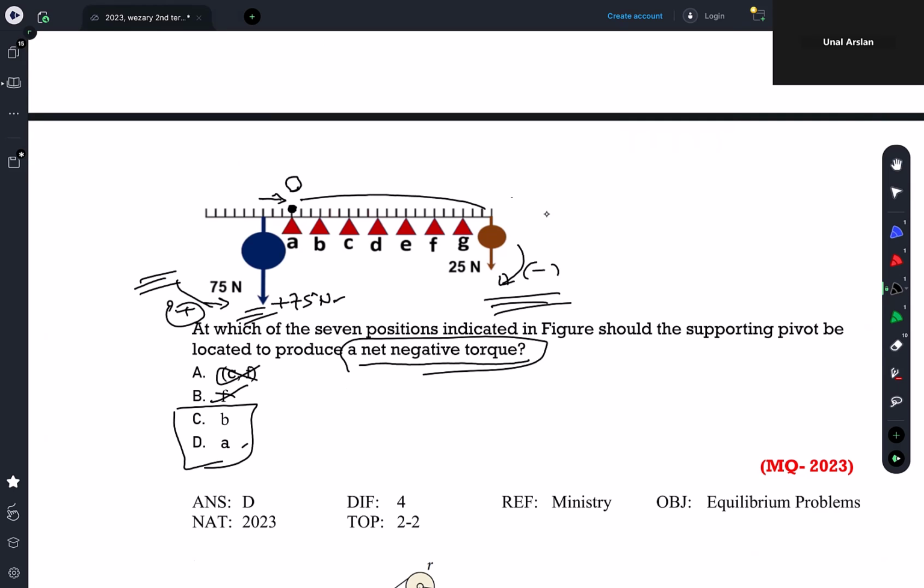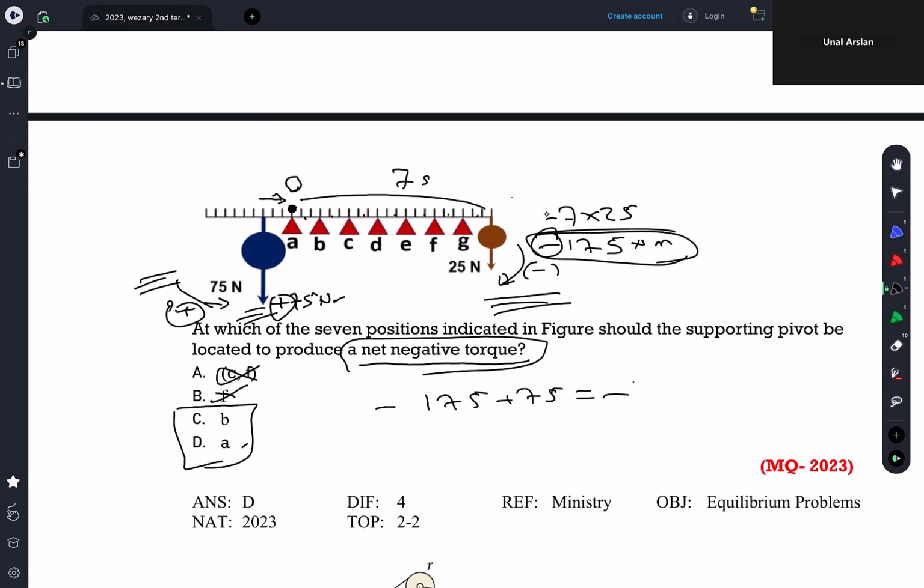But the other side is going to be 1, 2, 3, 4, 5, 6, 7 units. 7 times 25 will produce 175 Newton meter. So 175 Newton meter negative torque is produced, and 75 positive is produced. When we add them, negative 175 plus 75 is negative 100. So it's a net negative torque, which means A is the correct choice, D is the correct choice.